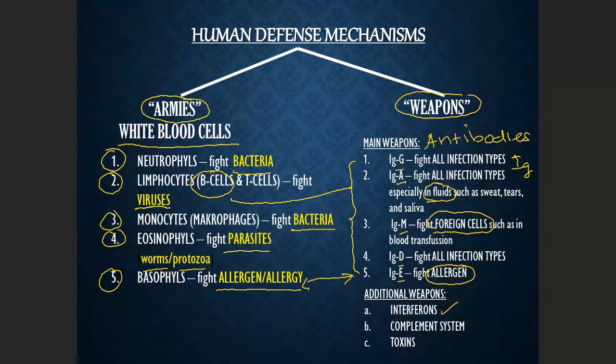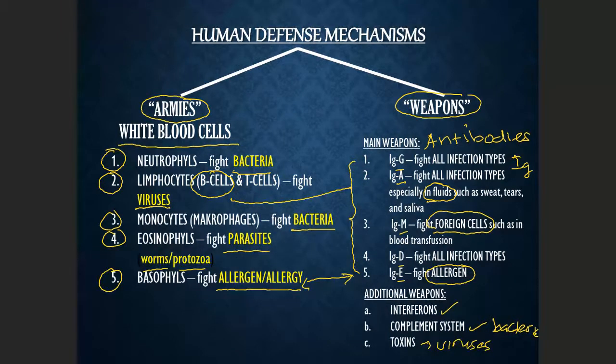The next one is a group of proteins called the complement system, and this usually fights against bacteria. So it helps us to fight against bacteria. And the last one is toxin. This toxin will also fight mostly against viruses.